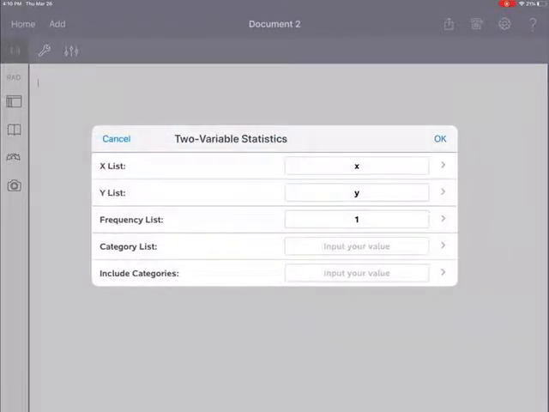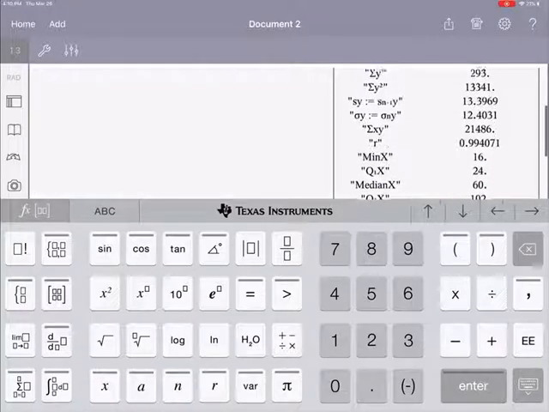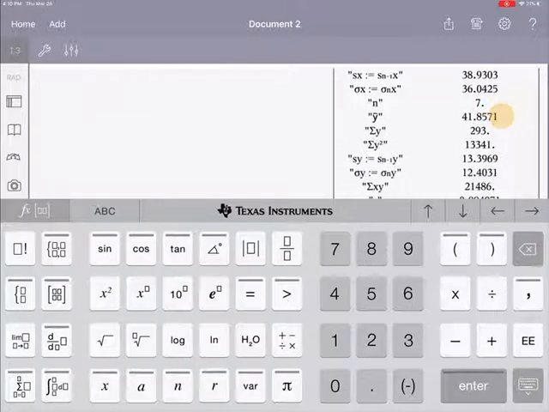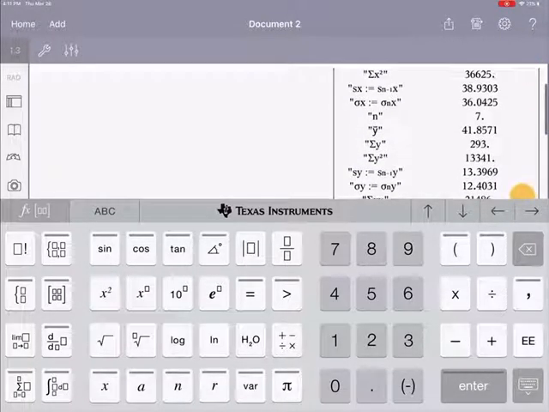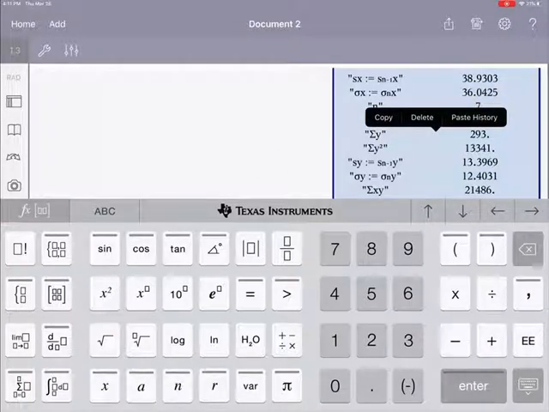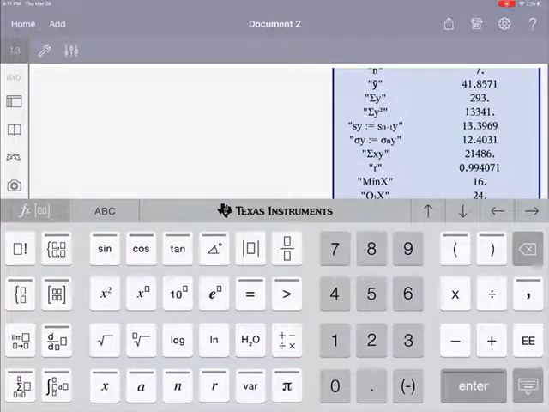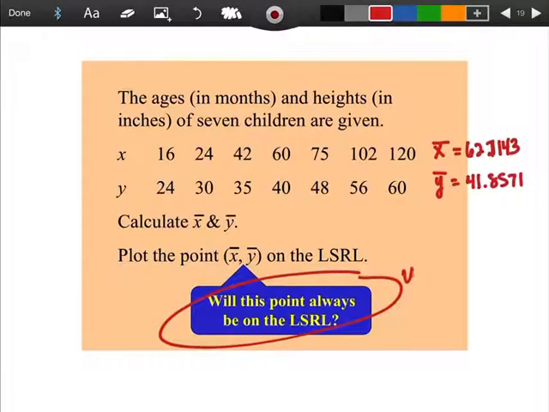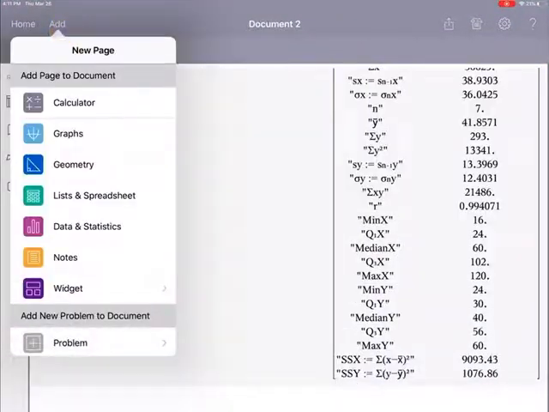We're going to tell the calculator where to pick our X values and where to pick our Y values. And then when we click OK, you'll have to scroll, but your calculator finds anything you want to know about X and Y. The mean, the standard deviation, the 5-number summary for both X and Y. So you want your X bar value and you want your average Y value. We found our X bar and our Y bar. Our X bar is 62.7143 and our Y bar is 41.8571. These points are always part of my least squares regression line, guaranteed.